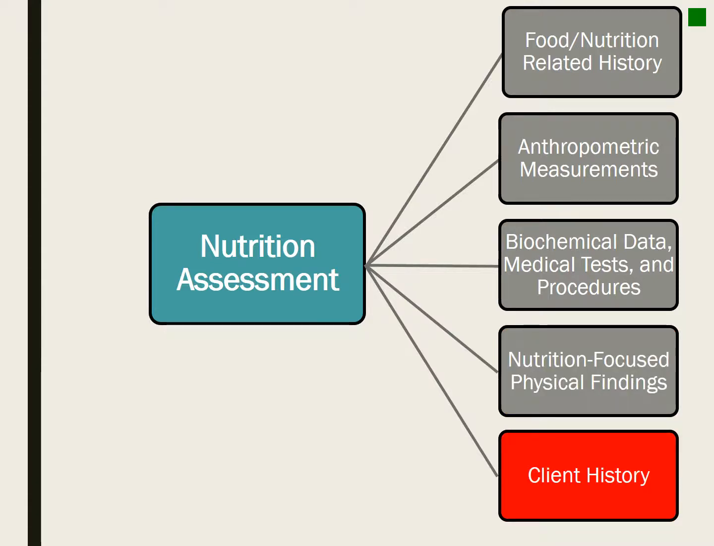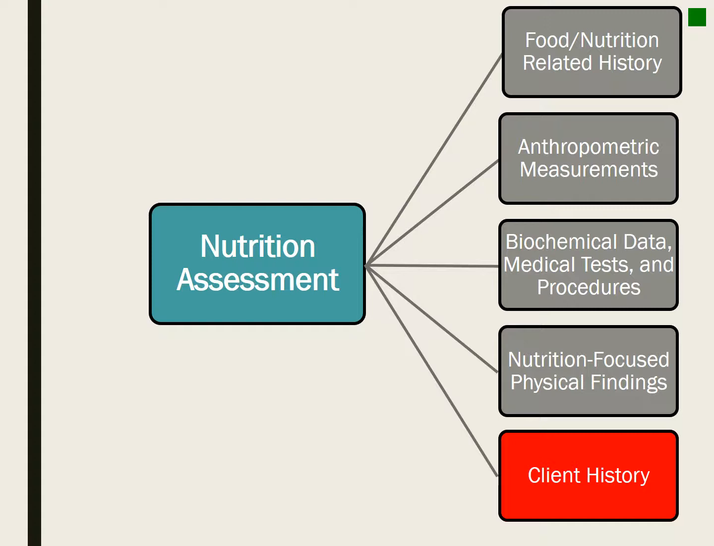The final component of the nutritional assessment is the client's history. And this history could be personal history, which includes age, gender, race, what language they speak, what their education level is, and also the role in their family. That's another important one to consider.